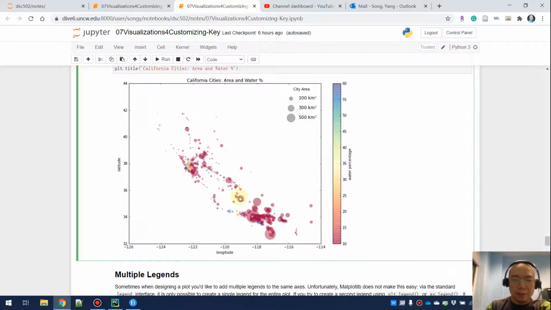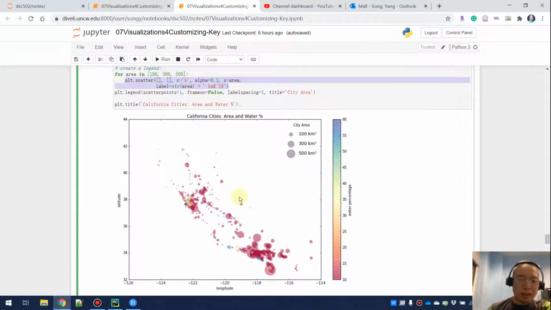And let's see. Okay, so it's not surprising. Most of the cities in California, they are really red. So the percentage of the water area in the city is kind of low. And there are a few blue dots. And for example, like this one. I didn't look into the data, but I suspect this should be a small coastal city like Santa Monica. Well, but that's my guess. I don't have any proof.